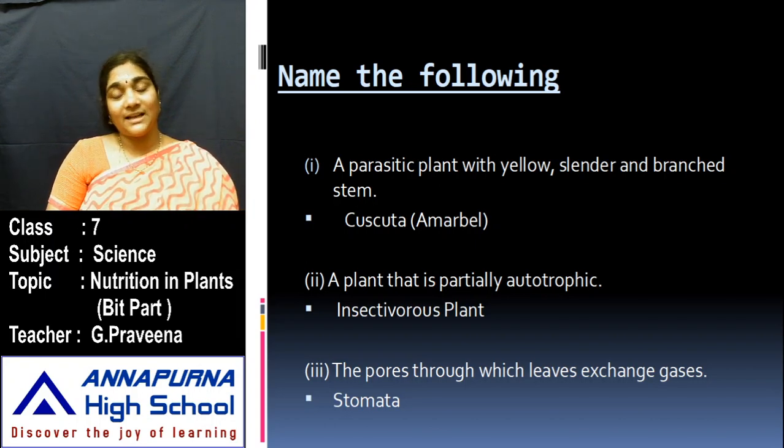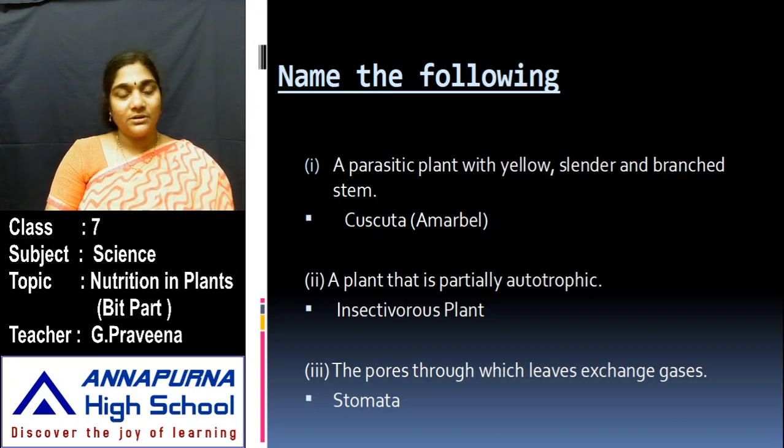And what is the plant that is partially autotrophic? That is insectivorous plants. Insectivorous plants grow in the nitrogen deficient area. They meet their nitrogen requirement by trapping a few insects. So the modification of their leaf will be in such a way that they trap the insect and get their nitrogen requirement. They also have chlorophyll, they can prepare their own food, but to get their nitrogen requirement, they depend upon the insects. So they are called as partially autotrophic.